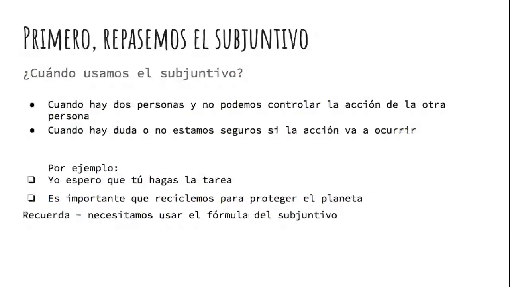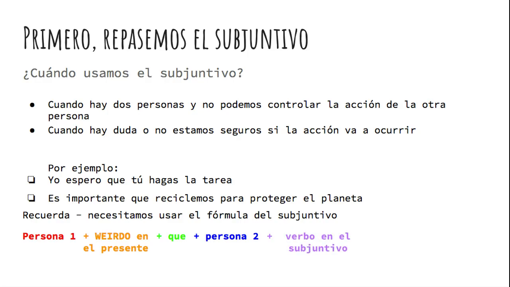Don't forget, we need to use the formula of the subjunctive in order to make sure that we are following all the steps and the formula of the subjunctive is being used appropriately and our sentence makes sense in Spanish. So our formula is as follows. Primero necesitamos persona número uno. Entonces necesitamos un verbo de weirdo en el presente, and you're going to be conjugating that verb in the present tense according to person number one. Entonces necesitamos que, persona número dos, y por fin el verbo en el subjuntivo.